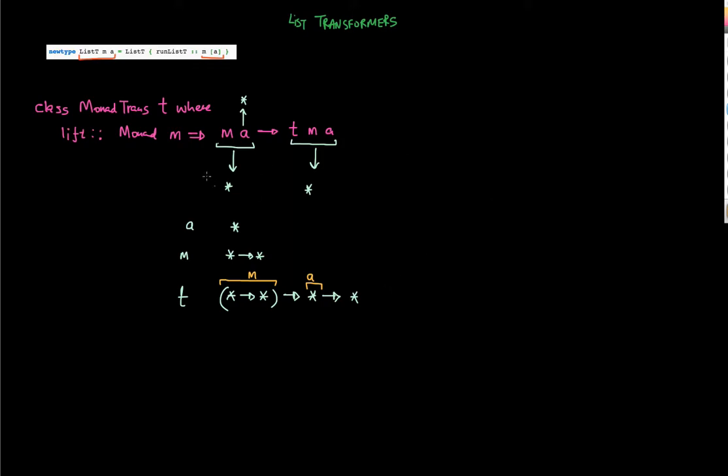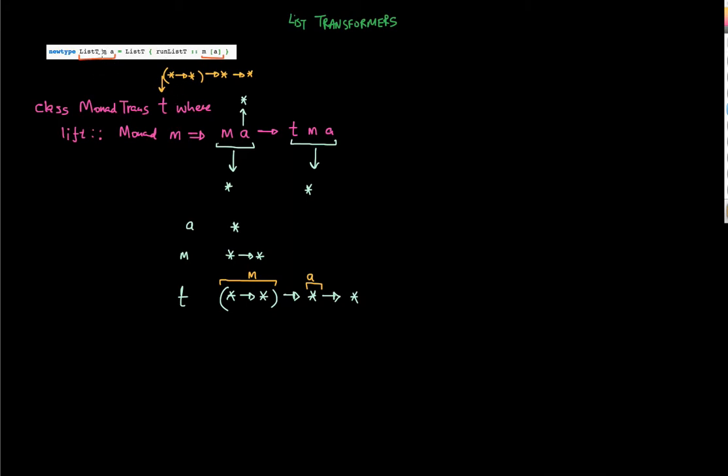Okay, so now I know that anything that needs to be an instance of MonadTrans must have a kind signature that goes from star to star, that's my first parameter, and then from star to star. That's the kind signature for t.